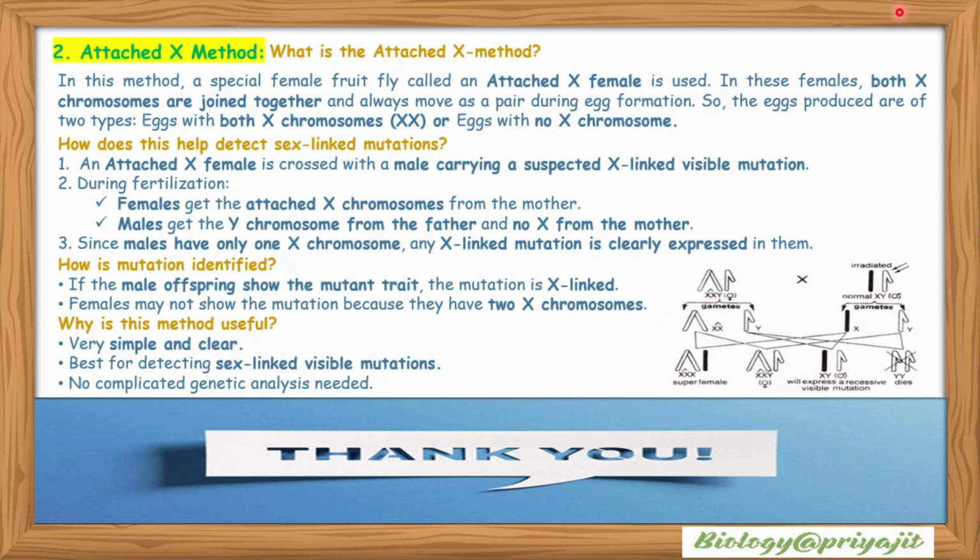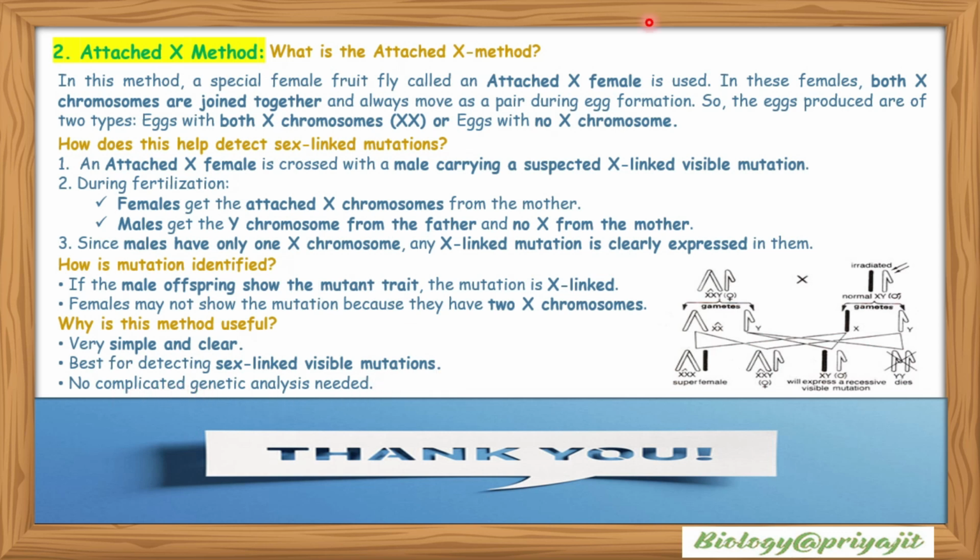Since males have only one X chromosome, any X-linked mutation is clearly expressed in them. How is this mutation identified? If the male offspring show the mutant trait, the mutation is X-linked, while females may not show the mutation because they have two X chromosomes. Why is this method useful? It is very simple and clear, it is best for detecting sex-linked visible mutations, and no complicated genetic analysis is needed.